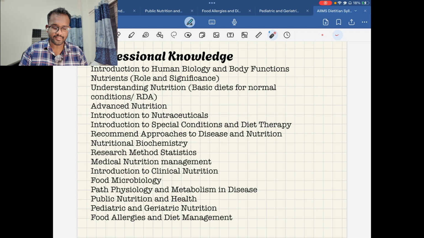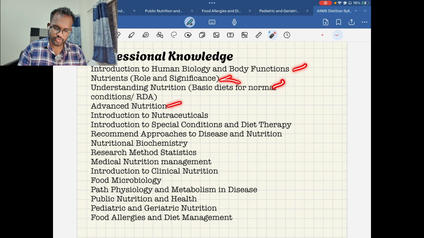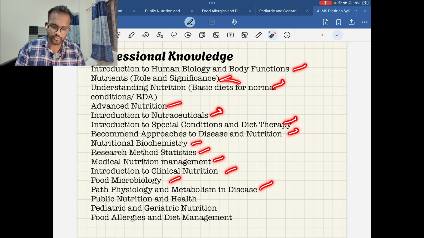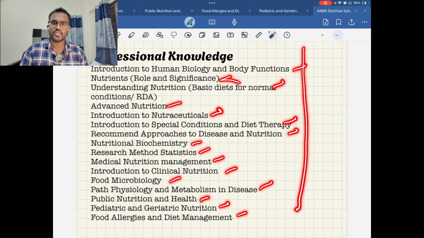As you can see here, these are the topics that will be covered in this preparation series. The first topic is introduction to human biology and body function, and nutrients' role and significance, understanding nutrition, basic diet for normal conditions and RDA levels, and advanced nutrition, introduction to nutraceuticals, introduction to special conditions and diet therapy, recommended approaches to diet diseases and nutrition biochemistry, research methodology and statistics, medical nutrition management, introduction to clinical nutrition, food microbiology, pathophysiology and metabolism in diseases, public health nutrition, and pediatric and geriatric nutrition, food allergies and diet management. These are the topics that will be covered in this preparation series.